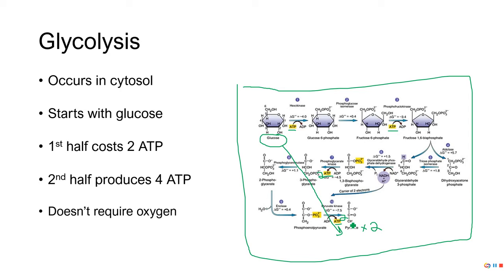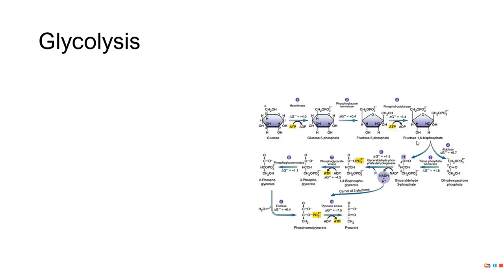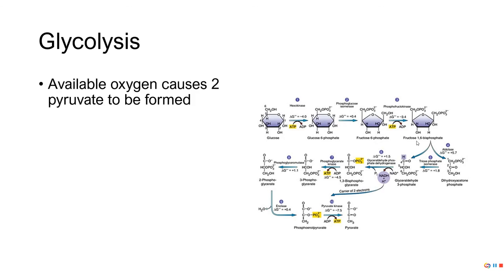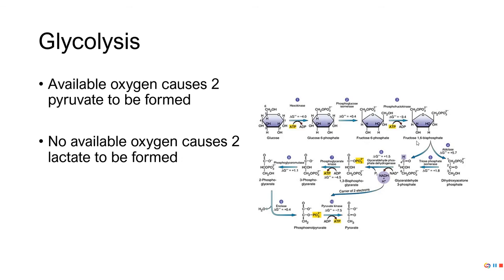Glycolysis doesn't require oxygen, but it does produce a molecule called NADH, which is going to be very important when it comes to the electron transport chain. And so here we see this NADH, and again, there's 2 of these that are formed because fructose 1,6-bisphosphate splits into 2. All right. So as a result, we've got 2 pyruvate, but this only happens if oxygen is available. If no oxygen is available, then we form 2 lactate molecules instead.